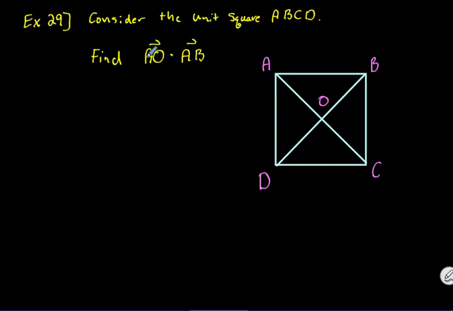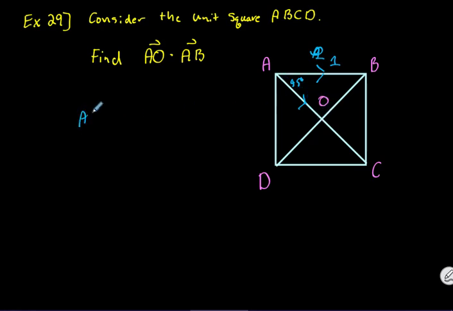Next problem, it says consider the unit square ABCD. Find the dot product of vector AO and AB. And I've drawn a unit square, so this is A, B, C, D, and O is the center of this unit square. Good. Well, we're trying to find the dot product between AO, so that would be this vector right here, and AB, right? Well, if this is a unit square and these diagonals are drawn between it, I know that this angle here is 45 degrees. And if it's a unit square, this length is 1, right?